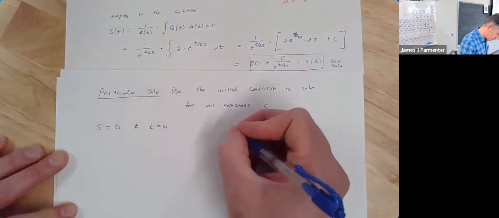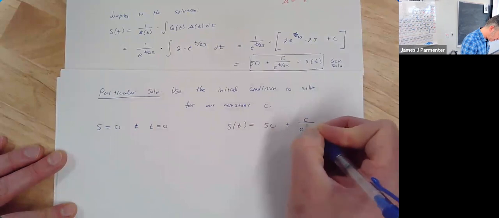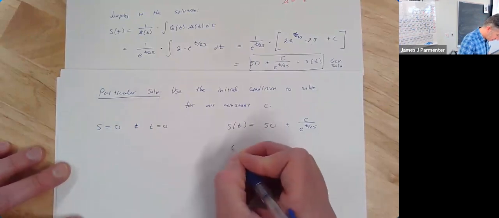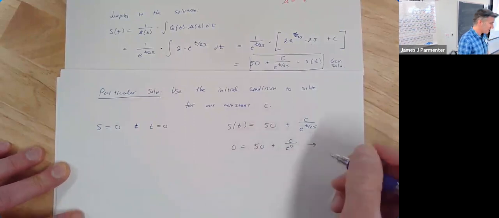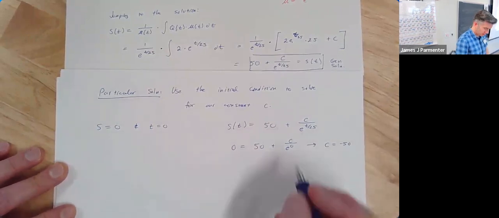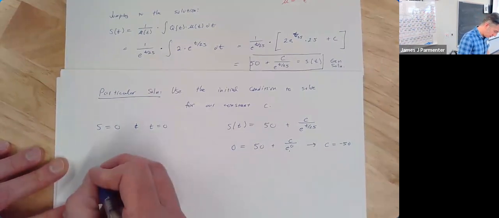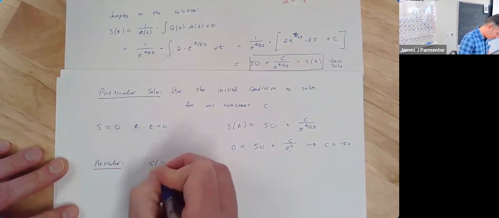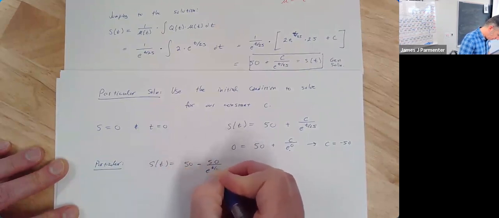If I take my solution, S of t equals 50 plus C over e to the t over 25, and plug in t equals 0 and S equals 0, I get 0 equals 50 plus c over e to the 0. C over e to the 0 is c over 1, and if I subtract 50, c is negative 50. So my particular solution is S of t equals 50 minus 50 over e to the t over 25.